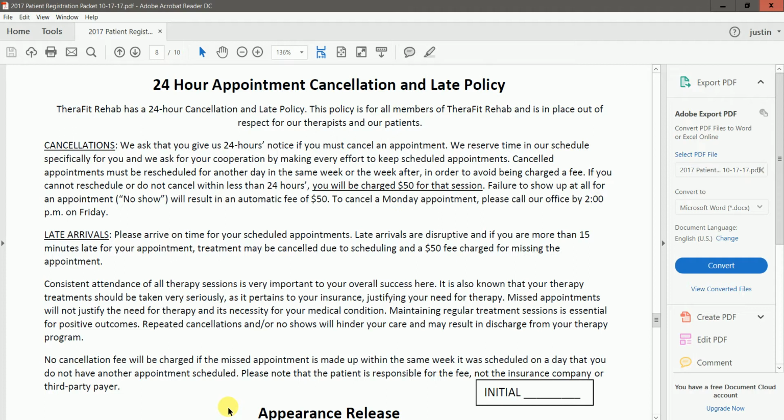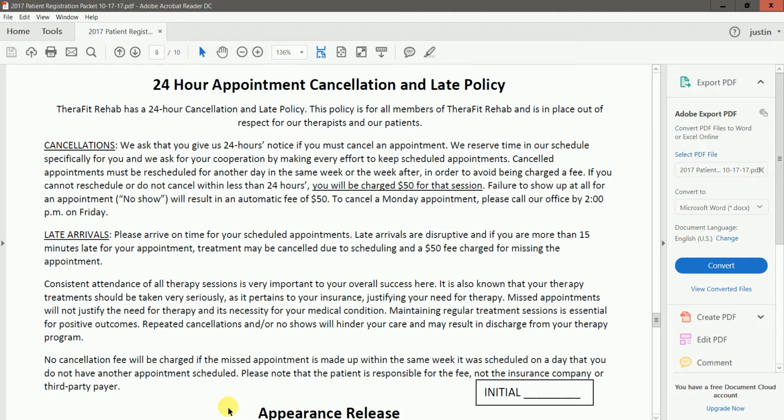This policy is for all members of TheraFit Rehab and is in place out of respect for our therapists and our patients. Cancellations: we ask that you give us 24 hours notice if you must cancel an appointment. We reserve time in our schedule specifically for you and ask for your cooperation by making every effort to keep your scheduled appointments. Canceled appointments must be rescheduled for another day in the same week or the week after. We generally give 7 days to reschedule a missed appointment in order to avoid being charged.